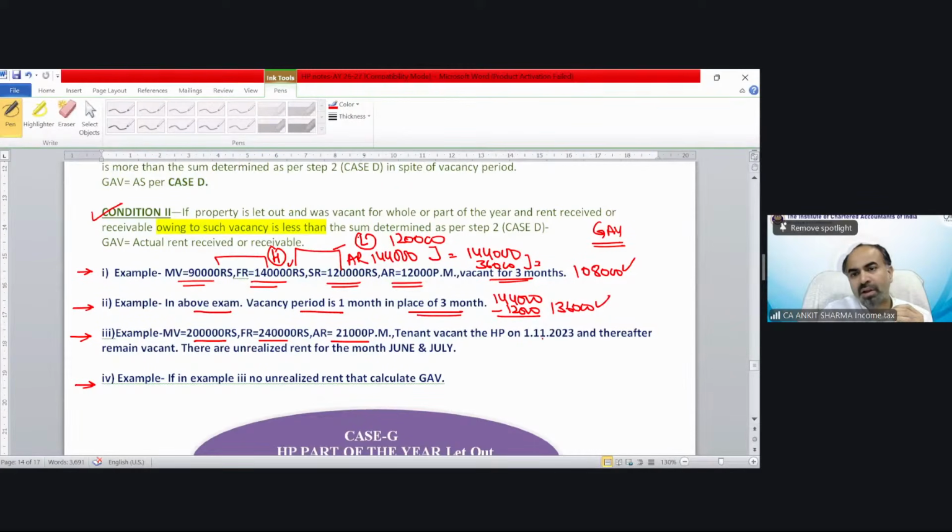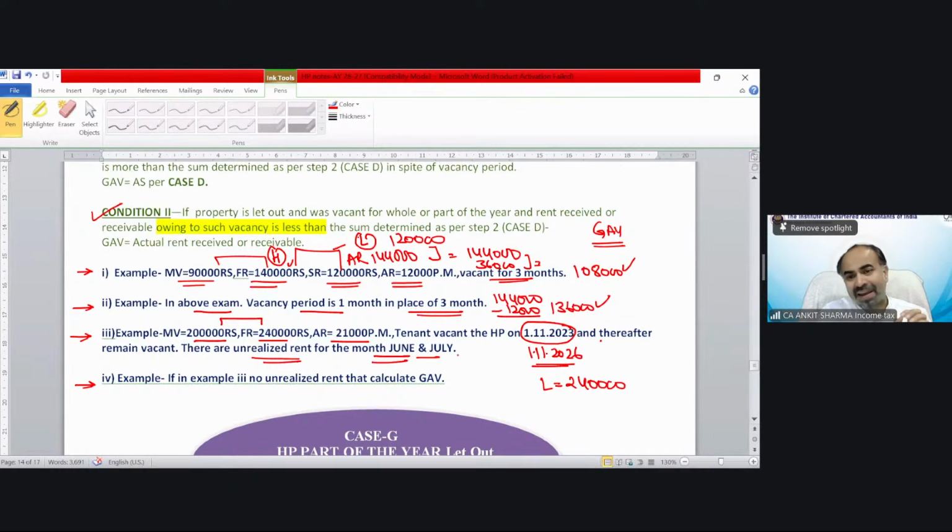The tenant vacates the property on 1st 11/23. So please change this date. It should be 1st 11/2026 for our previous year 26-27. And thereafter it remains vacant. There are 2 months of unrealized rent, June and July also. So first of all, municipal value and fair rent, whichever is higher, is 240. And no standard rent is given. So the lower value also will be 2,40,000.